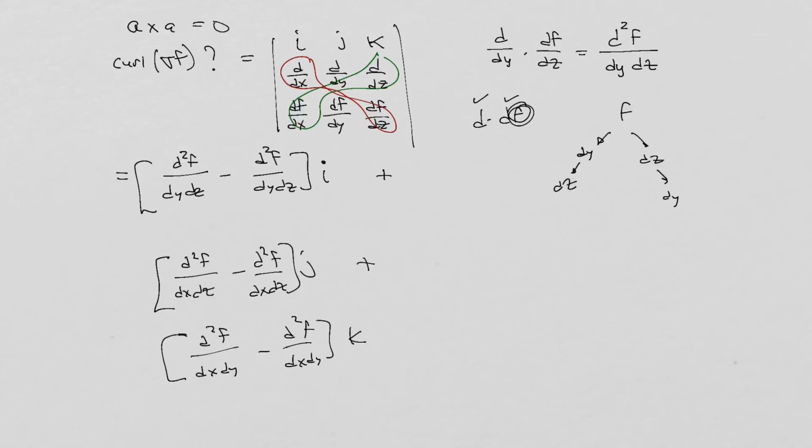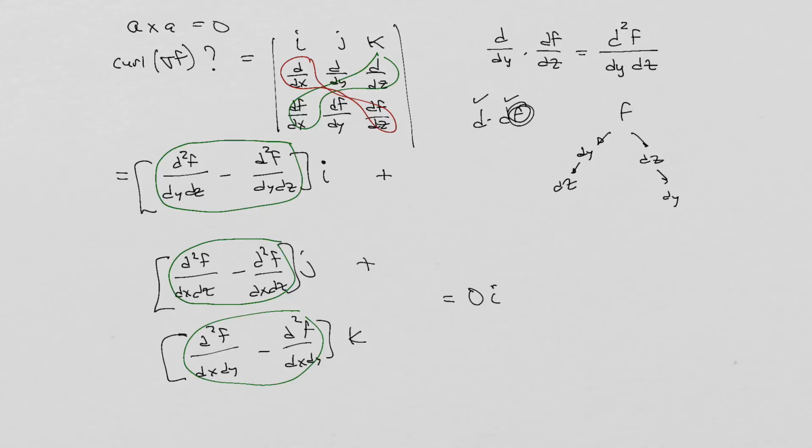Now, if you notice, those two things are the same thing. Those two things are the same thing. So what this winds up being is just 0 times i plus 0 times j plus 0 times k, which of course is just 0.